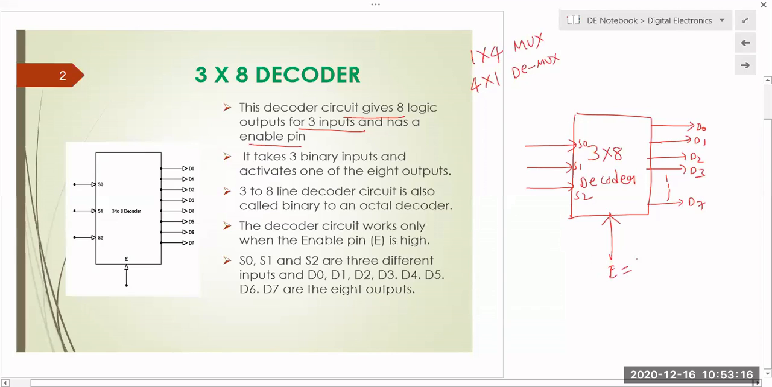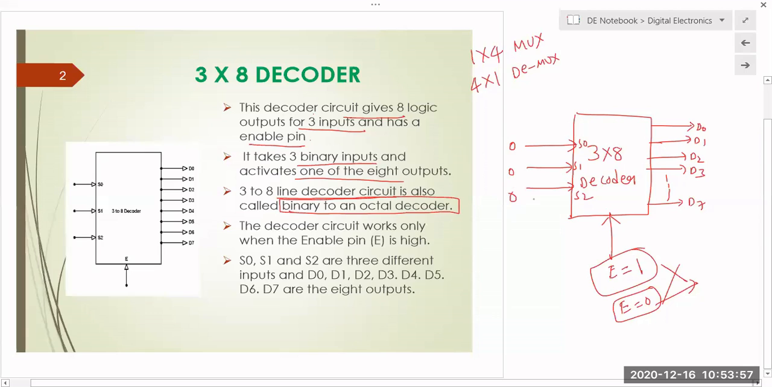So if the enable input is 1, the circuit is active and it will do the decoding operation. If the enable input is 0, then the circuit is inactive and it won't do any operation. That is the use of this enable input. The decoder circuit gives 8 logic outputs for the 3 inputs and has an enable pin. This is the circuit for the 3 to 8 decoder. It takes 3 binary inputs and activates one of the 8 outputs. The 3 to 8 line decoder is also called a binary to octal decoder. If the input is 000, it means D0, and if it is 001, it means D1.